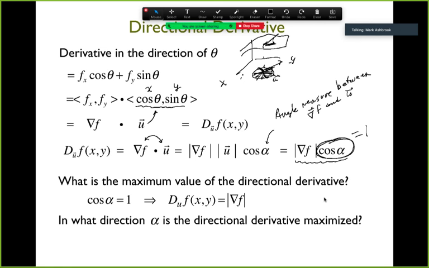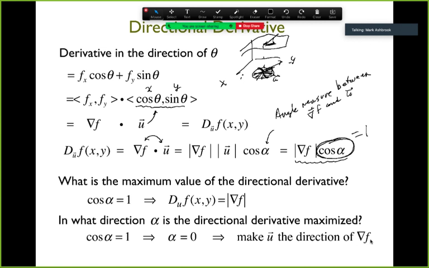Okay, and then in what direction alpha does it occur? What alpha gets us a cosine of 1? 0, right? So what does that mean? If alpha is the angle measure between the gradient and u, and that angle measure is 0, then how do we pick the direction of u? It's in the same direction, right? Pick u to be in the direction of the gradient, so that will make alpha 0.